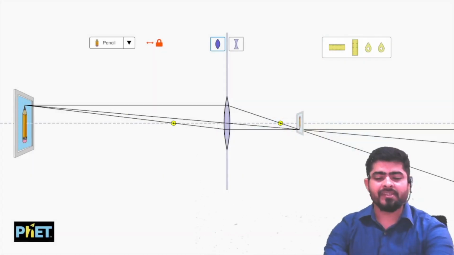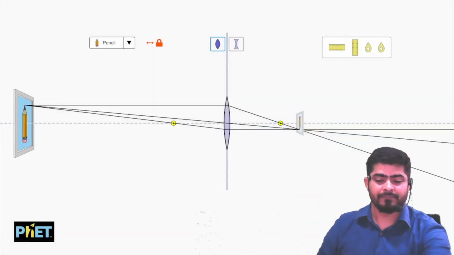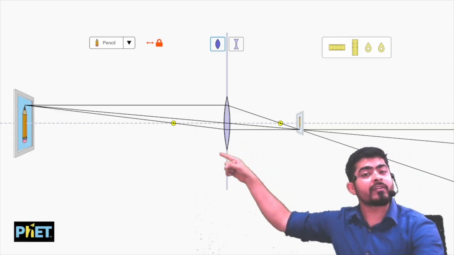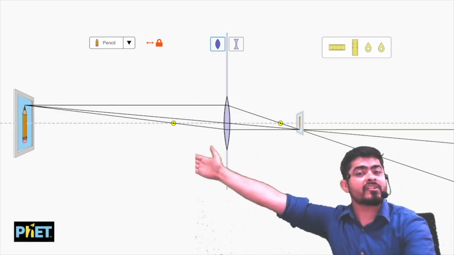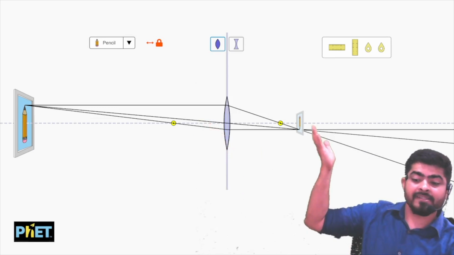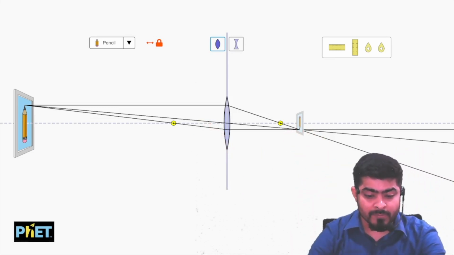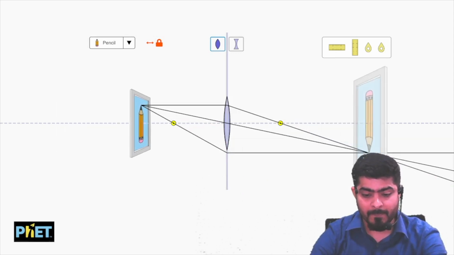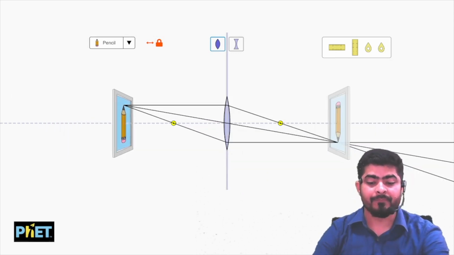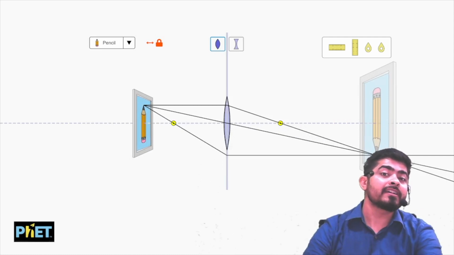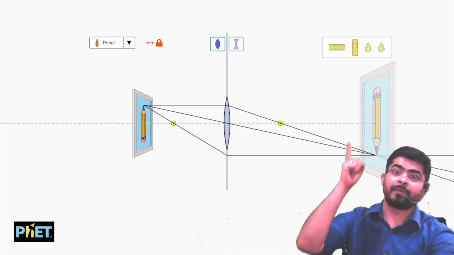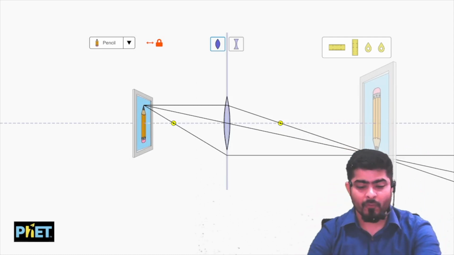Again, let's look at the PhET animation for the convex lens. Okay, so right now, as you can see, the object is on the negative direction of the first focus and the image is on the positive direction of the second focus. So let's move the object and see what happens to the image. As you can see, when the object is on the left side of the first focus, the image is on the right side of the second focus.